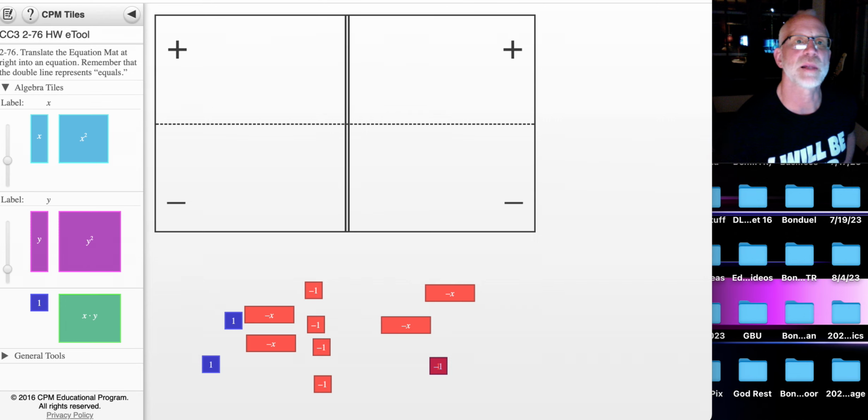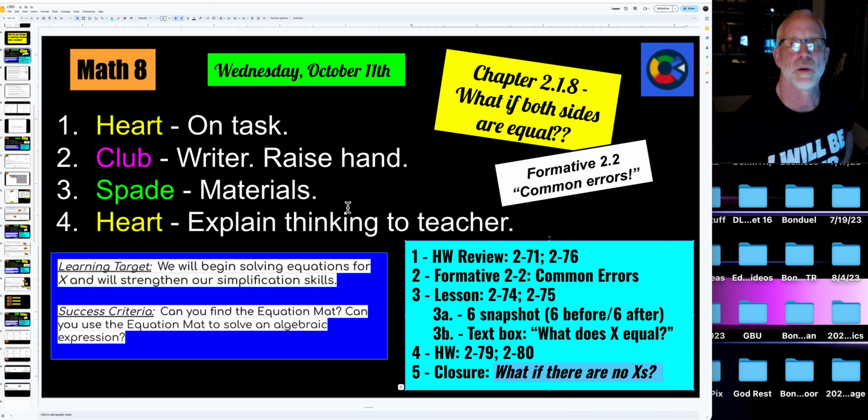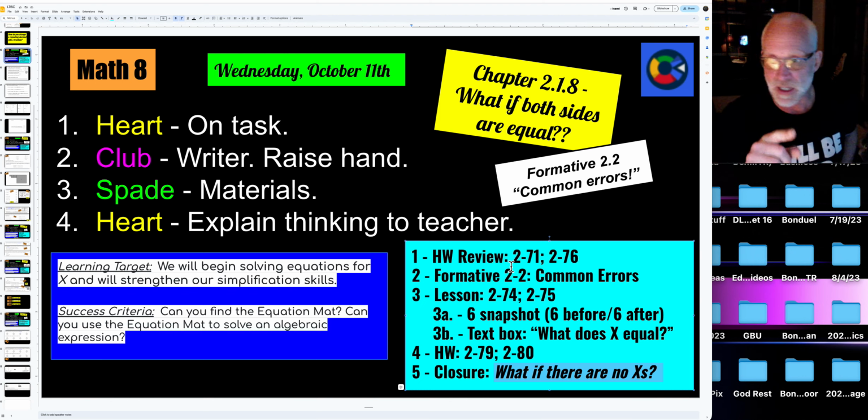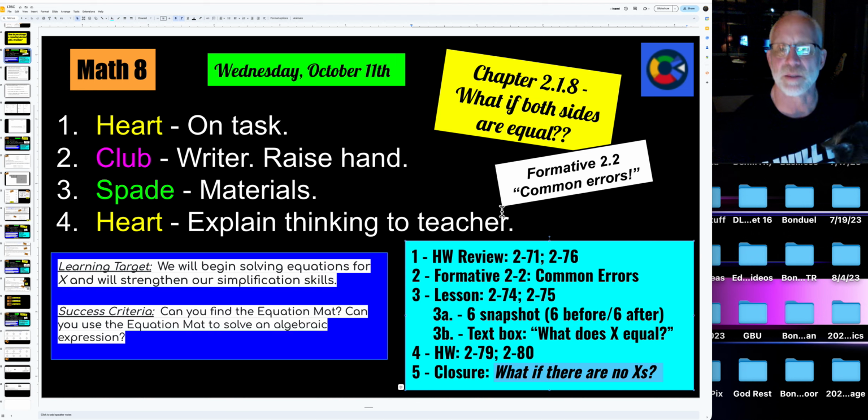What are we doing now? Oh, yeah, we have a formative tomorrow. So I'm going to get on the formative right now and then just talk about what are some common errors.